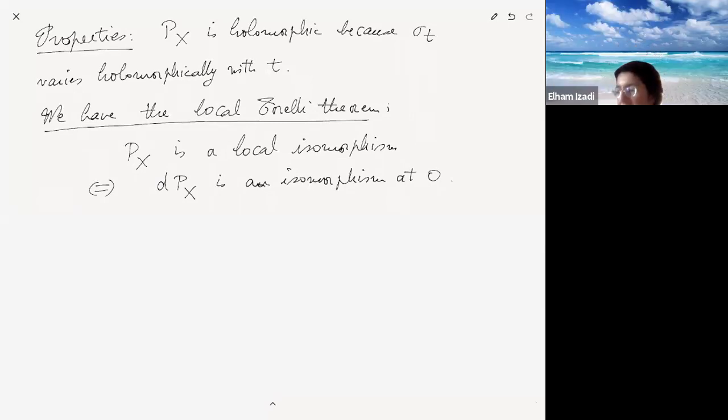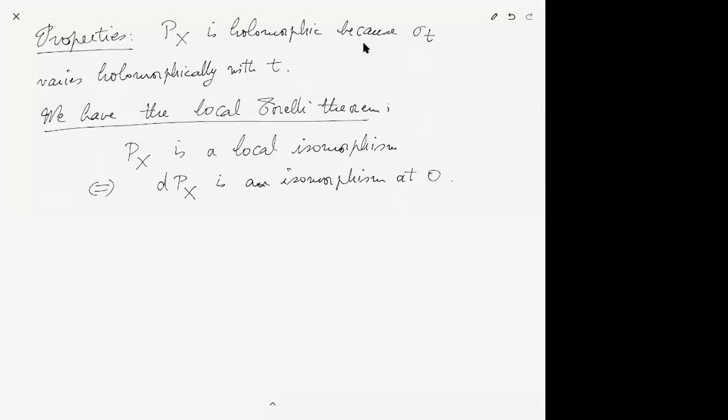So we talked about the local period domain, the local Torelli theorem. Now let's talk about the global period domain and the global Torelli theorem. All right. So, okay, there we go. So how do we make the global period domain?